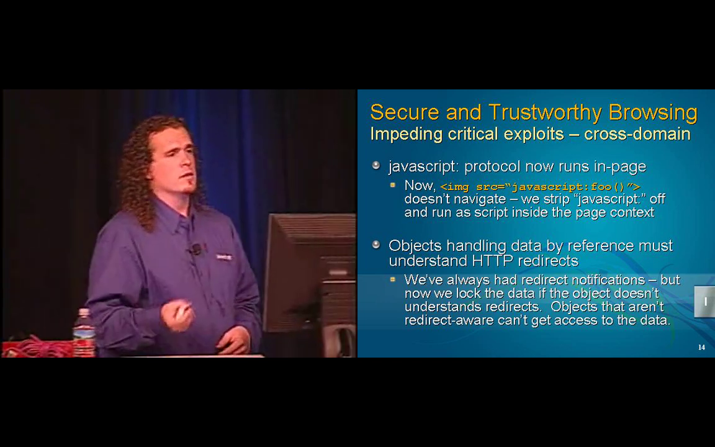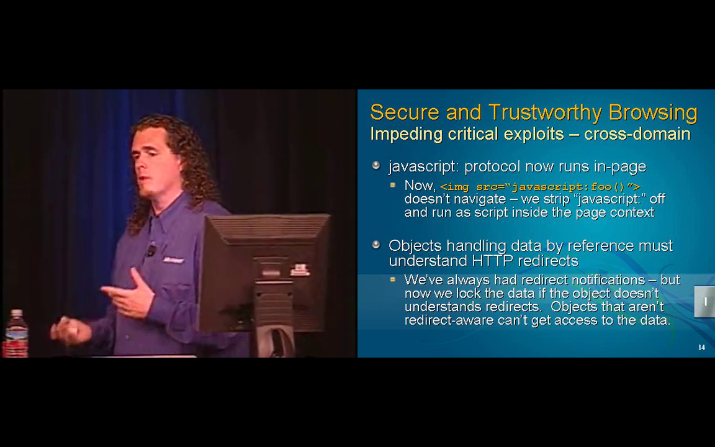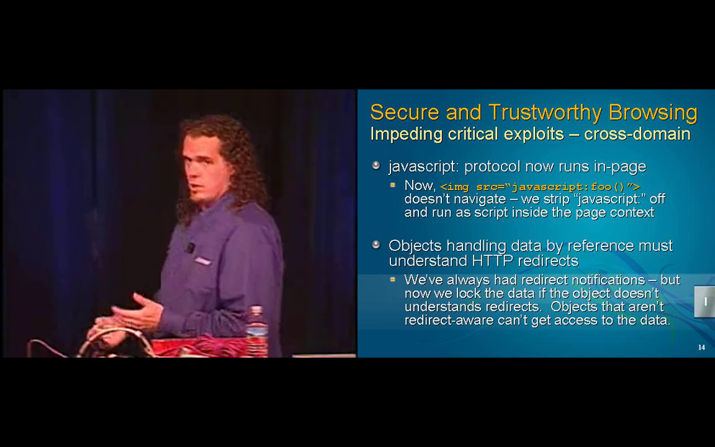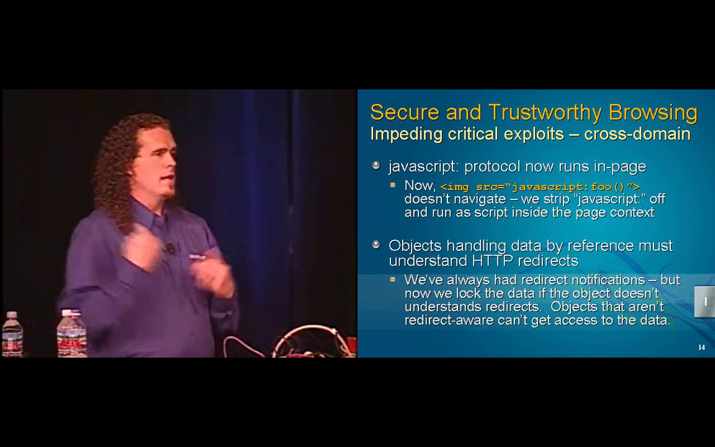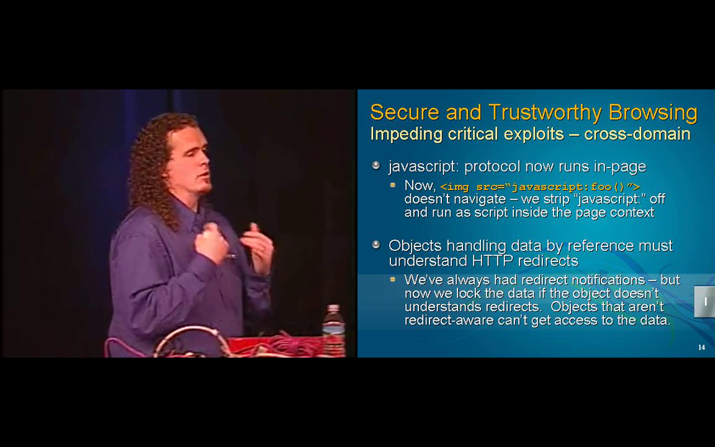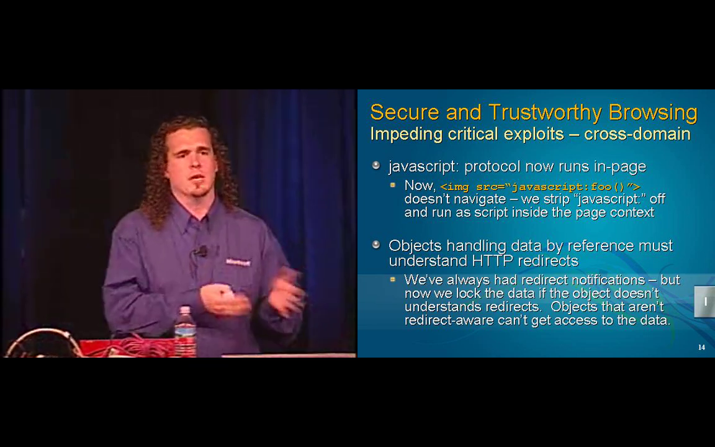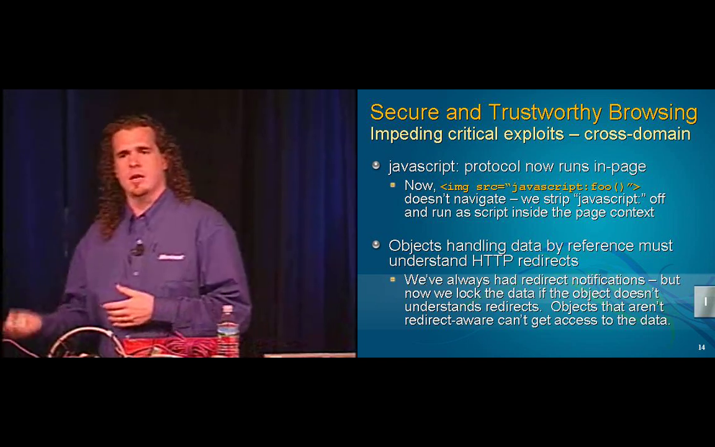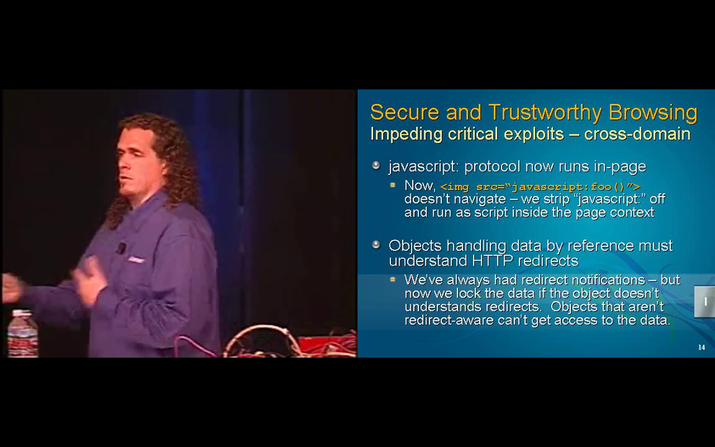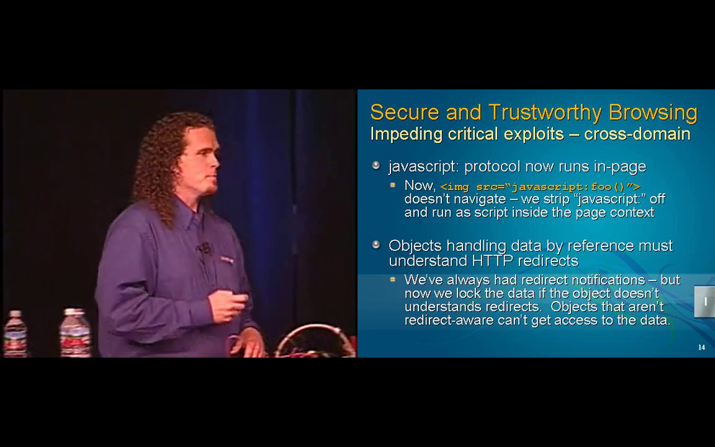Another thing that we've done is objects that handle data by reference actually have to understand redirects. We've always had redirect notifications, but the data is now actually locked. The system can't look at it. So if the image element, for example, didn't understand a redirect, it would not be able to get the image data at all when there was a redirect taking place.